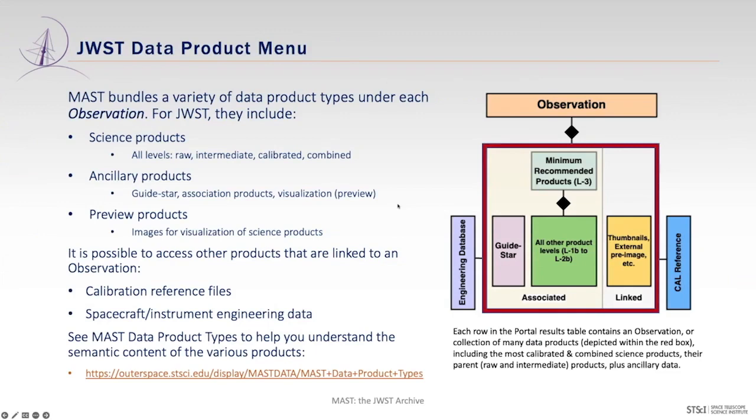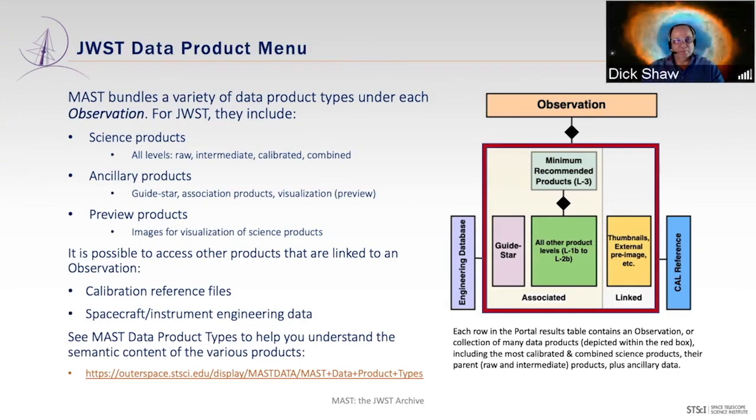So we talked about big O observations here, and this is more detail on that. A variety of data products are rolled up under observation, and for JWST, they include science products, that is all levels, all processing levels, raw, intermediate, calibrated, combined, and ancillary products. This includes GuideStar products that are contemporaneous with science observations, associated products, visualizations, and all that, and preview products for image visualization of science products. This is represented here in the figure on the right, where things in the red square are the things that are rolled up under observation, level 3 and all the other levels and so on.